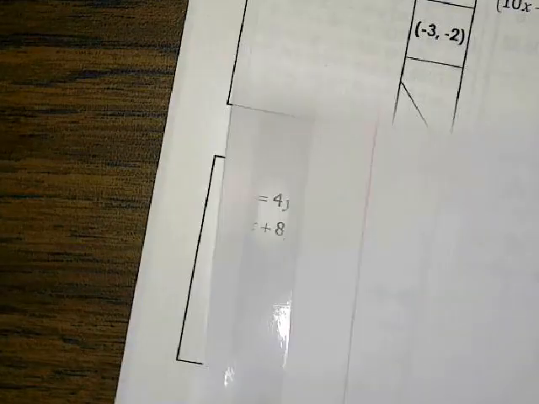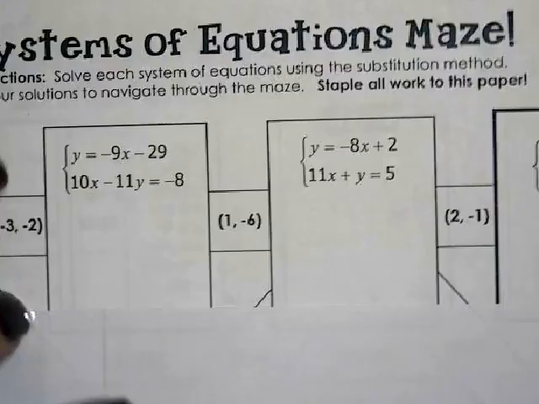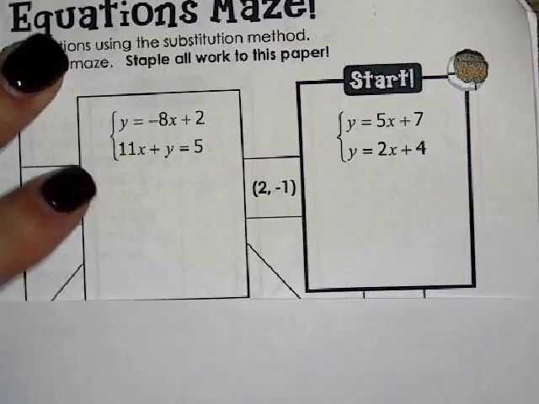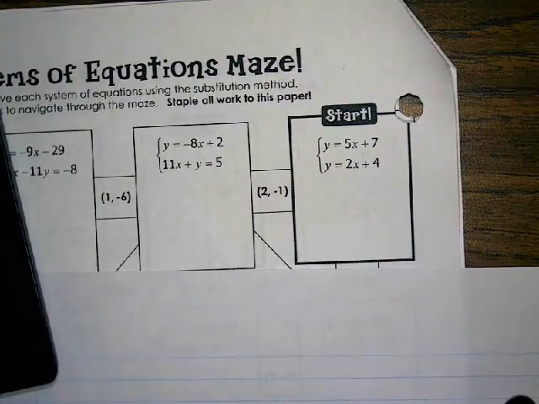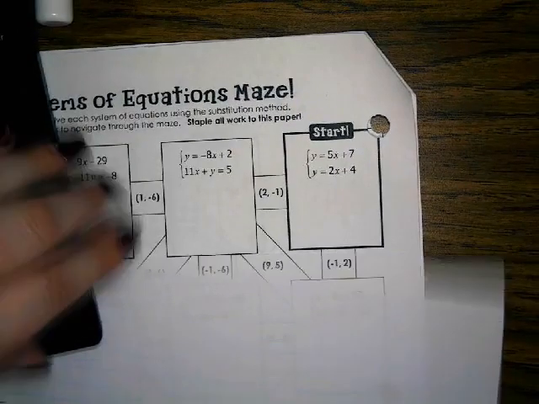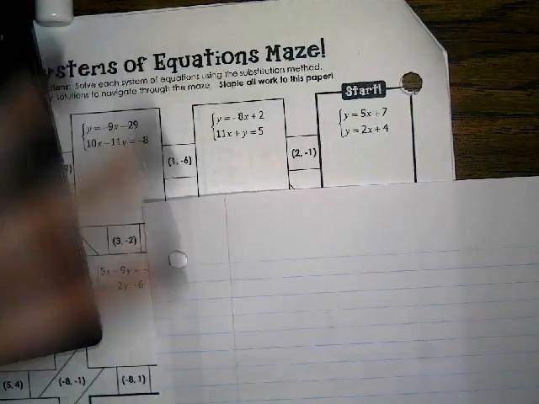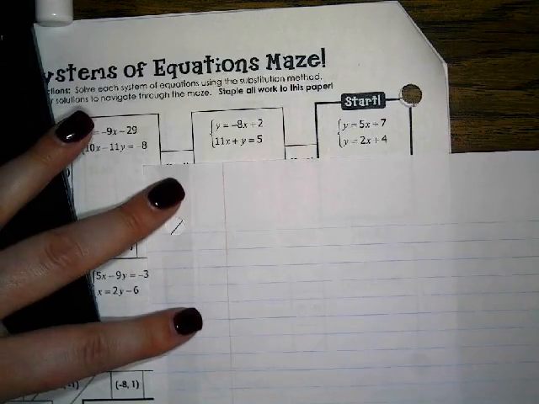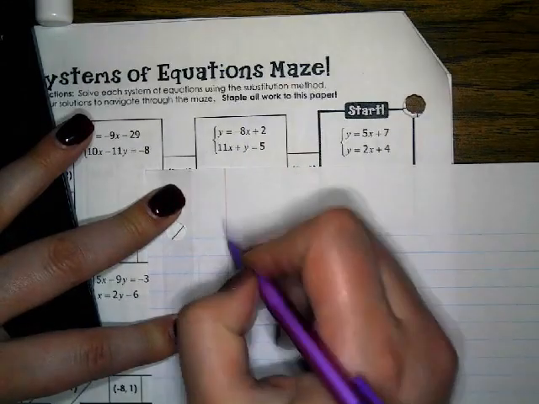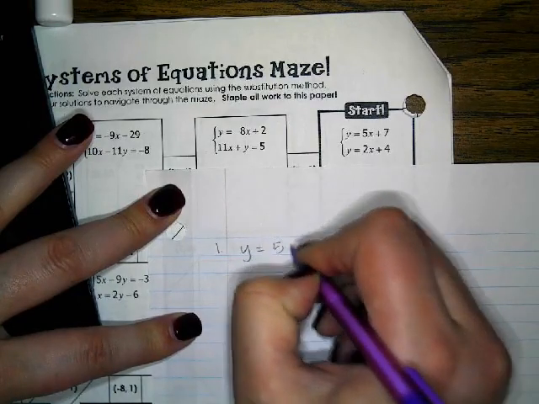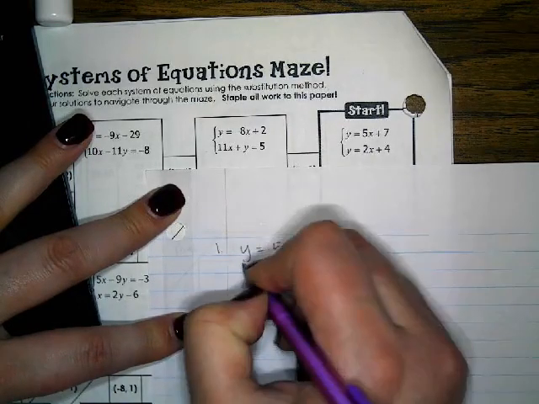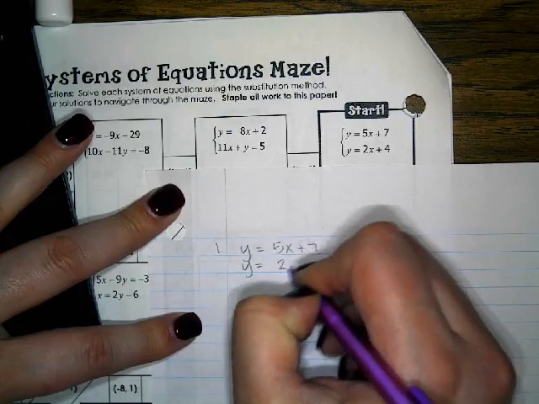Okay, so let's start this one. The first problem, y equals 5x plus 7, y equals 2x plus 4. This one is one you could definitely graph to solve, but we're not going to because they said to do substitution. So y equals 5x plus 7, y equals 2x plus 4.